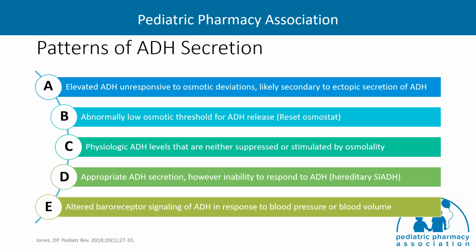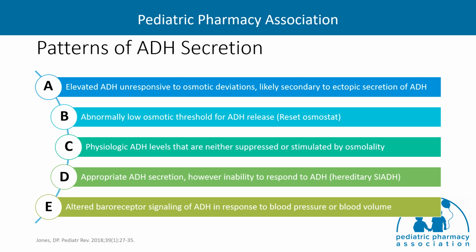Type A is a grossly elevated level of antidiuretic hormone that is unresponsive to osmotic deviations. High hormone levels above physiologic range suggest ectopic secretion of antidiuretic hormone, most commonly by bronchogenic carcinoma. Type B is an abnormally low osmotic threshold for antidiuretic hormone release. This threshold is below that level of plasma osmolality at which plasma antidiuretic hormone becomes detectable in normal individuals.